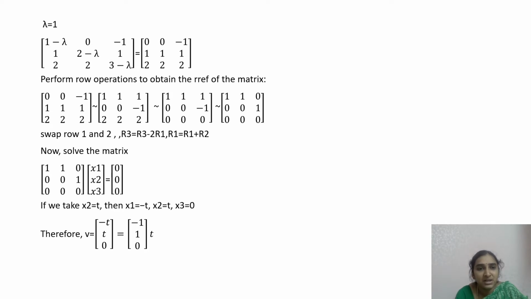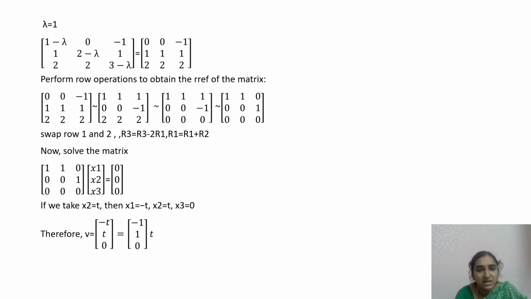In the given matrix, swap row 1 and 2. So the resultant matrix would be [1, 1, 1; 0, 0, -1; 2, 2, 2]. Then take row 3 equal to row 3 minus 2 times row 1. The resultant matrix would be [1, 1, 1; 0, 0, -1; 0, 0, 0]. Consider row 1 and row 1 would be equal to row 1 plus row 2. The resultant matrix would be [1, 1, 0; 0, 0, 1; 0, 0, 0].